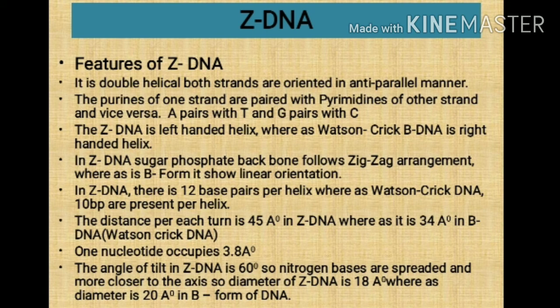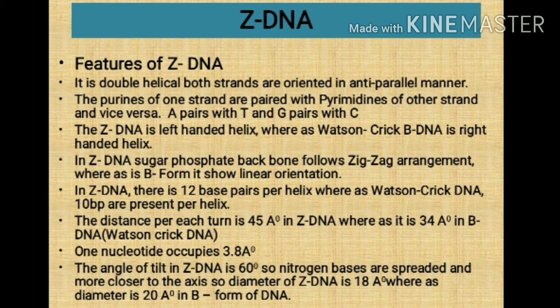Characteristic features of zDNA. zDNA is double helical. Both strands are oriented in anti-parallel manner. The purines of one strand are paired with pyrimidines of other strand and vice versa. Adenine pairs with thymine and guanine pairs with cytosine. The zDNA is left-handed helix, whereas Watson-Crick B DNA is right-handed helix. zDNA is left-handed helical structure, whereas B, C, D forms of DNA are right-handed helices.